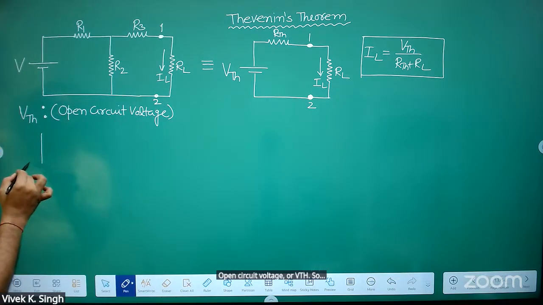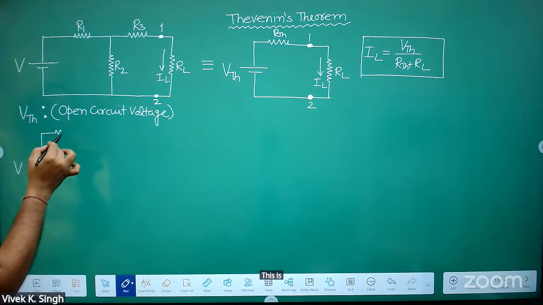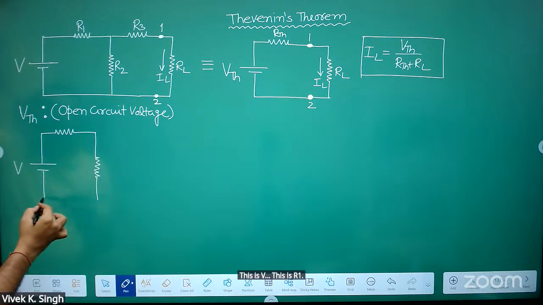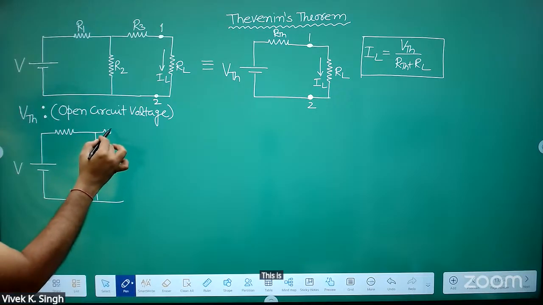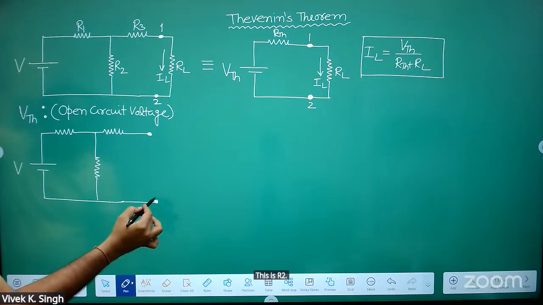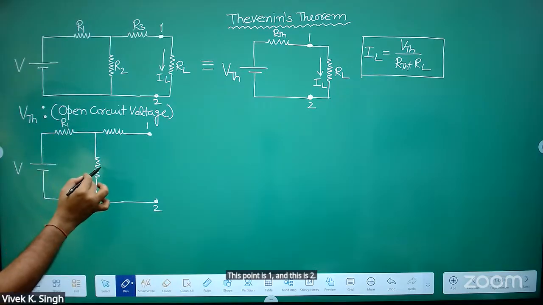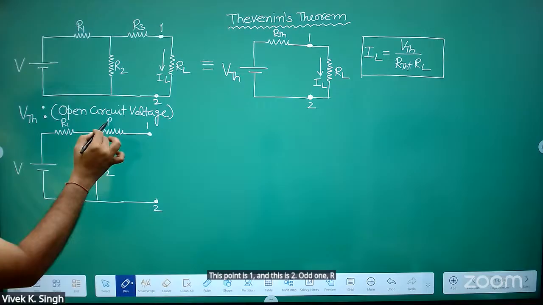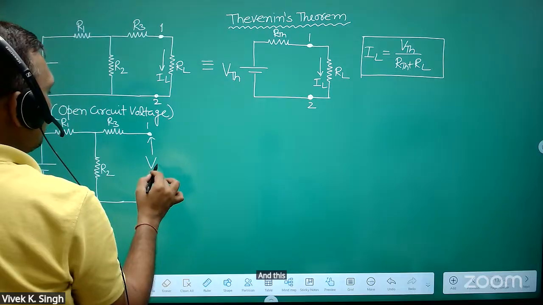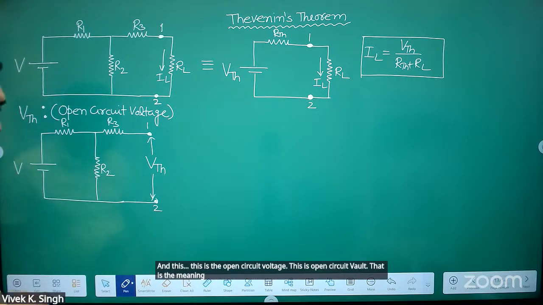So this is V, this is R1, this is R2, this point is 1 and this is 2, R1, R2 and R3. And this is the open circuit voltage. That is the meaning of open circuit voltage.